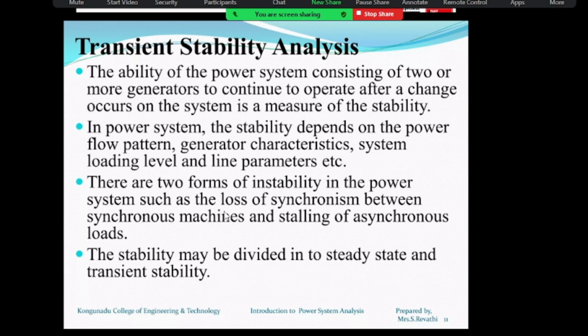The stability may be divided into steady state and transient state. There are two types of stability. Number one is steady state stability and the other is transient stability.